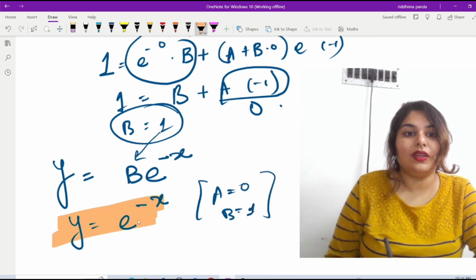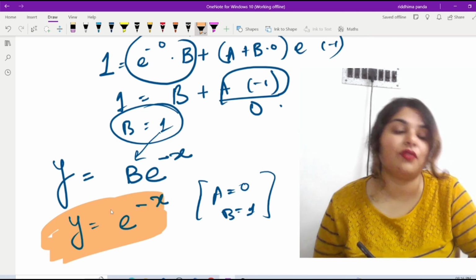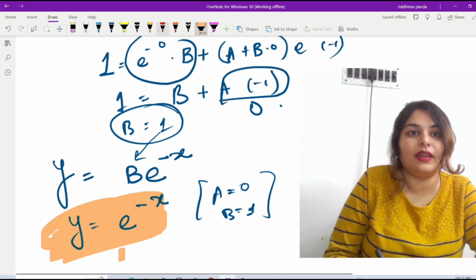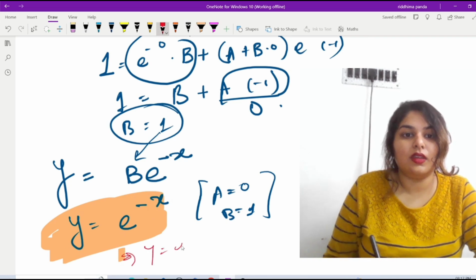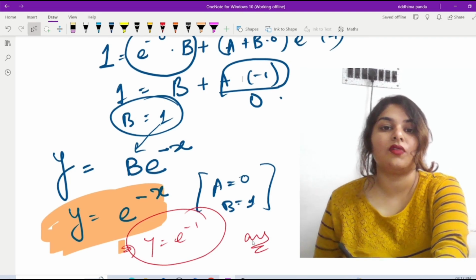So this is our final solution for y. Now in the question you are asked, if x is equal to 1, then what is the value of y? So obviously the value of y is e to the power minus 1, and that is our answer. So let's check our options.